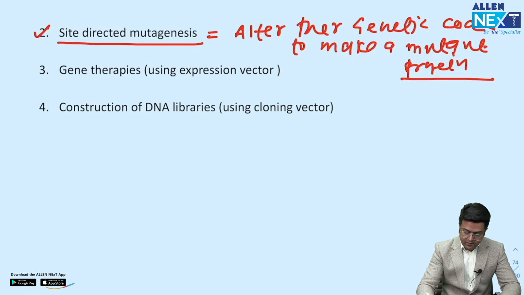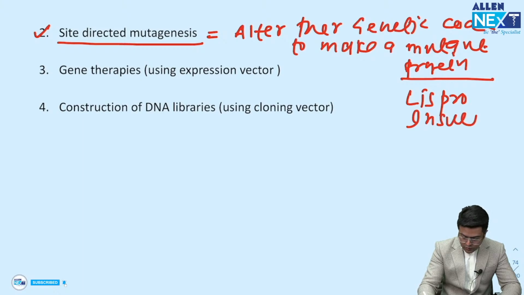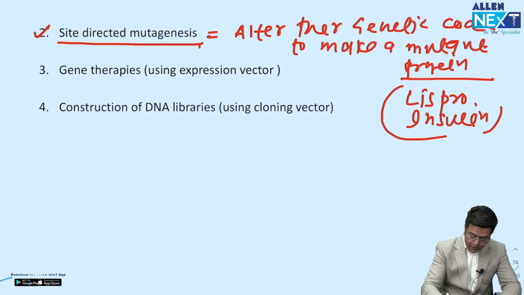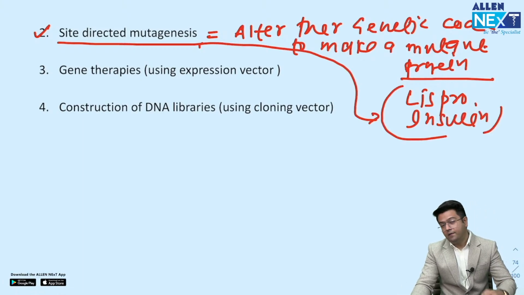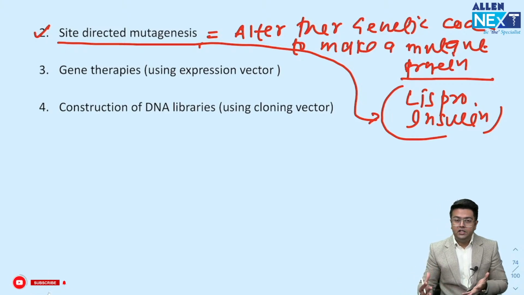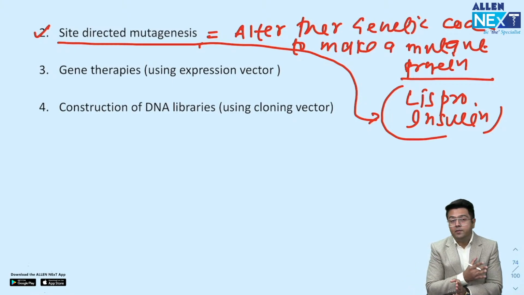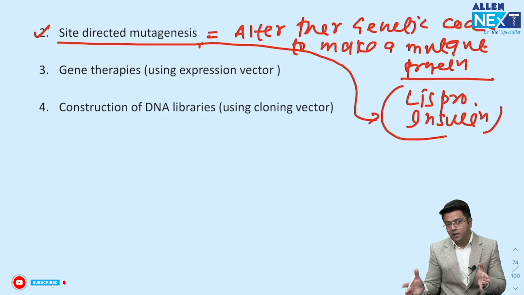And guys, there are some insulins like Lispro. What is Lispro insulin? Lispro insulin is an example of site-directed mutagenesis. How? Normally in the insulin B chain, guys, the proline is present first and then the lysine, but it has been reversed and it becomes lispro. Previously it was proline and lysine normally. So lispro has better absorption.